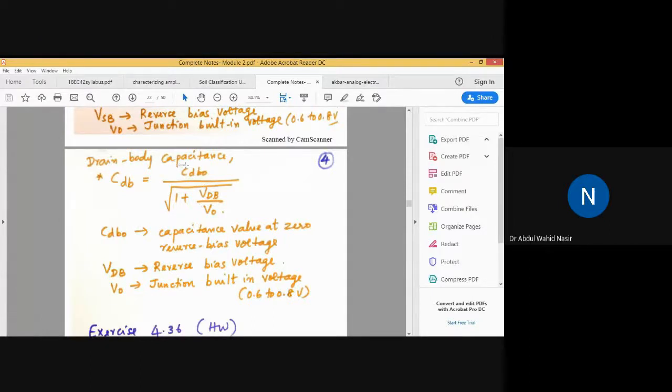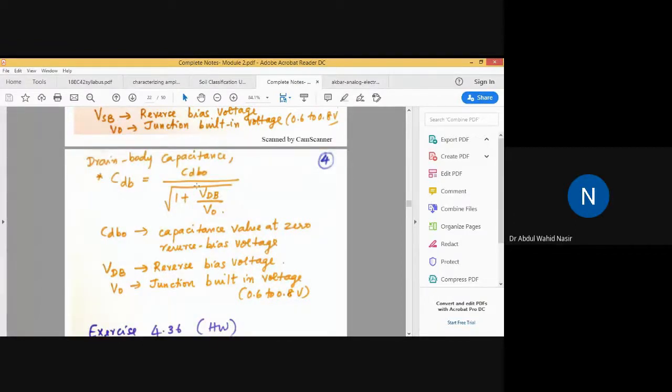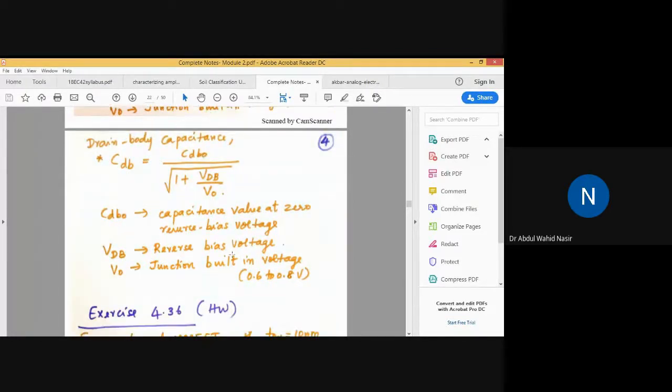Now, what is CDB naught? CDB naught is the capacitance value at zero reverse bias voltage. When the reverse bias voltage becomes 0, whatever value of CDB you get is CDB naught. VDB is the reverse biasing voltage, and V naught is again the junction built-in voltage, whose value varies from 0.6 to 0.84. Clear?